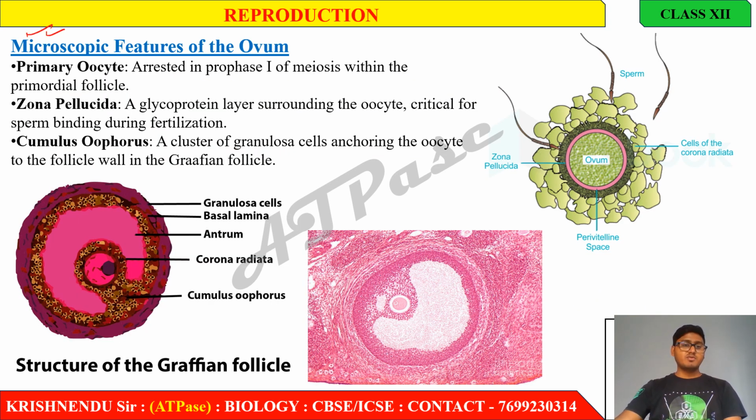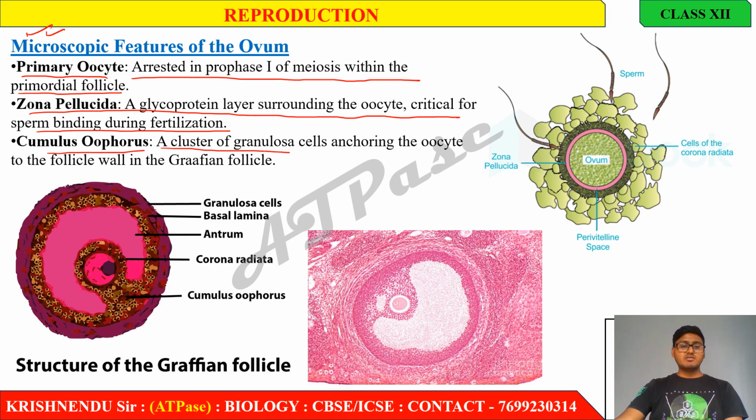Microscopic features of the ovum. The primary oocyte is arrested in prophase I of meiosis within the primordial follicle. The zona pellucida is a glycoprotein layer surrounding the oocyte, critical for sperm binding during fertilization. The cumulus oophorus is a cluster of granulosa cells anchoring the oocyte to the follicle's wall in the Graafian follicle.